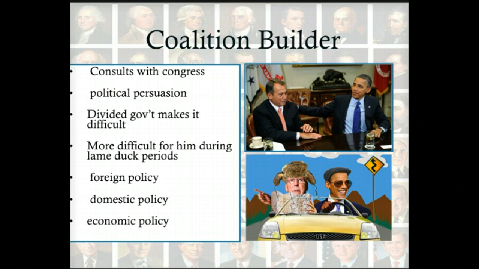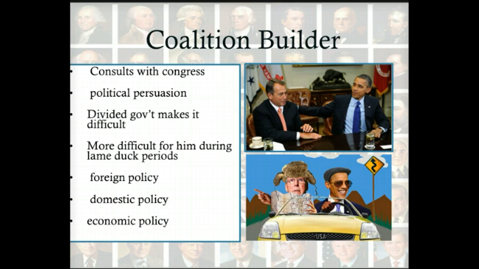This coincides with him being a chief legislator. He's really trying to make a lot of his coalitions with Congress. So the definition of coalition builder would be to work with Congress to ensure the passage of his agenda. Very similar to party leader as well. He needs sympathetic legislators in order to accomplish his goal.